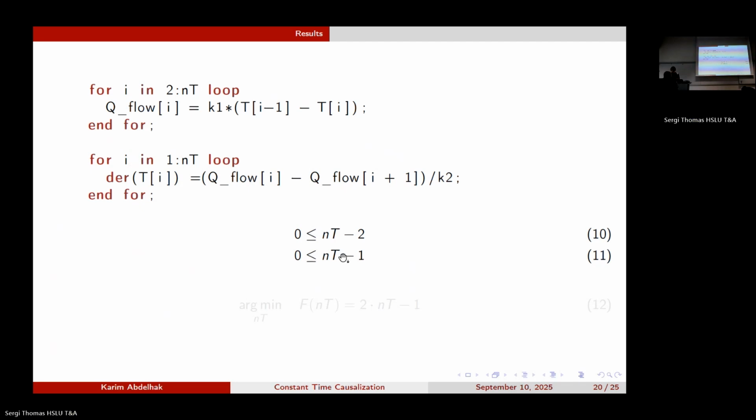And also from these 2, we get our target function, which is 2 times nt minus 1, which essentially is just the size of this, which is nt minus 1, plus the size of this, which is nt, and then we get to this target function.